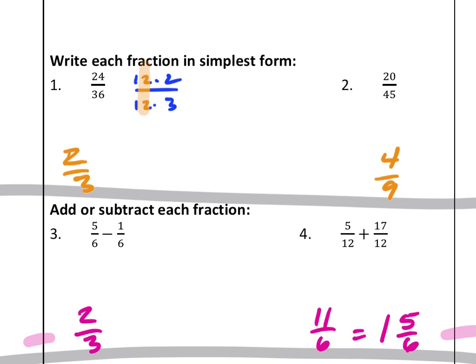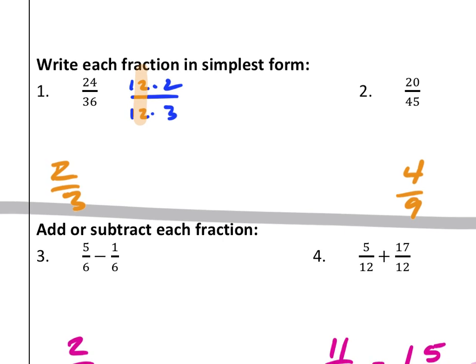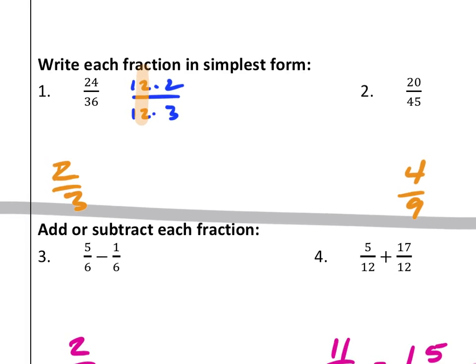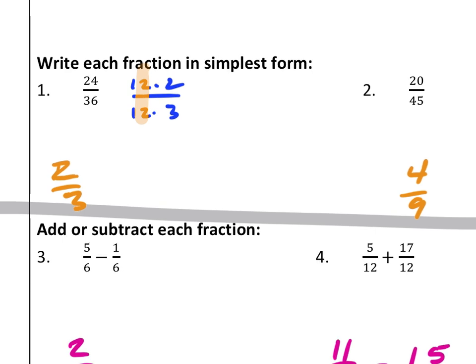So I told you in the original video how I did 24 over 36. Now, by now you've started doing some prime factoring, so I'm going to show you real quick how I would do it with prime factoring. 24 factored completely is 2 times 2 times 2 times 3. And 36 factored completely is 2 times 2 times 3 times 3.